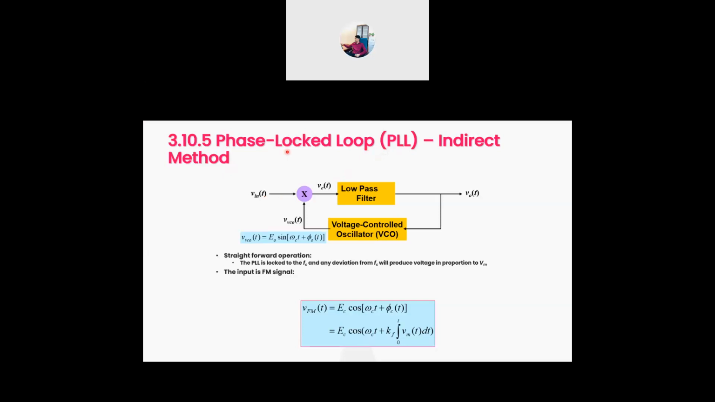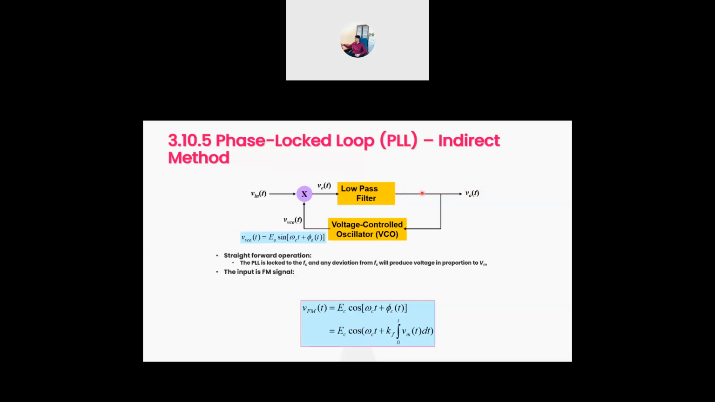So the phase lock loop, PLL, for the indirect methods. You see here, this is our V in, which is our input signal. Then this is our mixer, and this is our E, the error, the difference. Then we have a low pass filter, and it goes towards the V outputs.